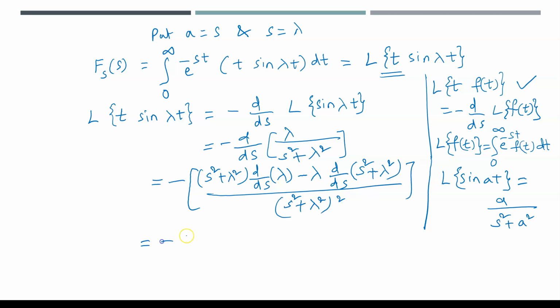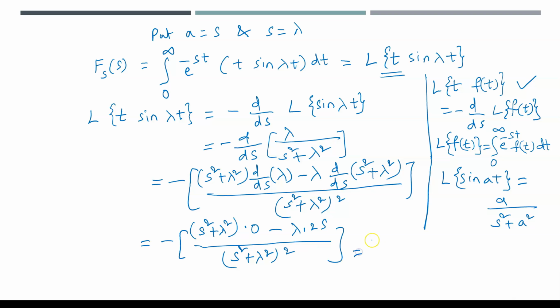So here lambda is constant, so we get s square plus lambda square into 0 minus lambda into 2s upon s square plus lambda square whole square, which is equal to minus of minus 2 lambda s upon s square plus lambda square whole square.